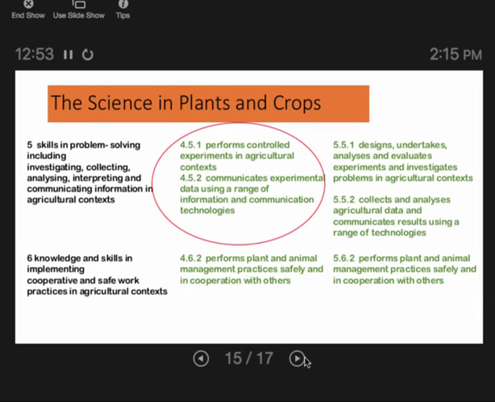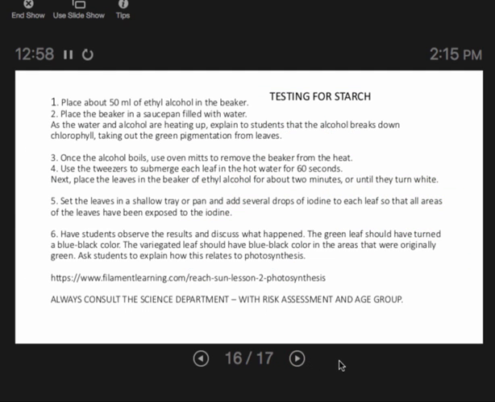And just lastly, you can test for starch at the end, which is quite a good activity to do. It's in the resources, but my point here is, if you're using a science experiment, always consult your science department for the risk assessment, because you'd have to perform it like a science experiment.